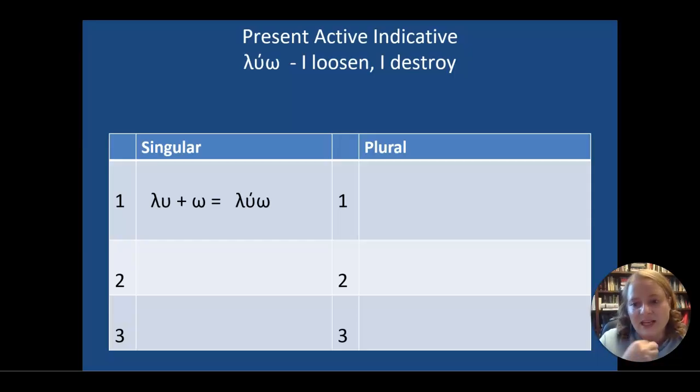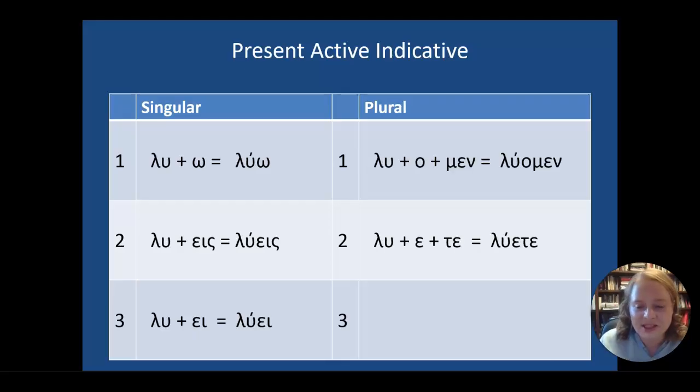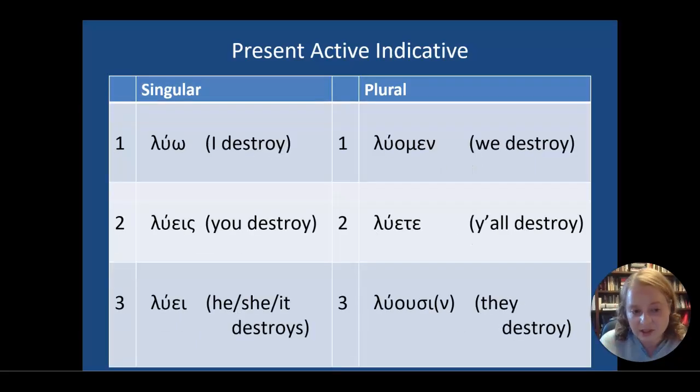So luo, it would be like I destroy. Luseis, you destroy. Luei, he, she, it destroys. Luomen, we destroy. Luete, y'all destroy. And luousi, or luousin, they destroy. And so that's what this looks like. So that's what the verb system looks like.